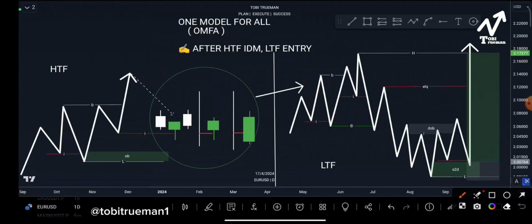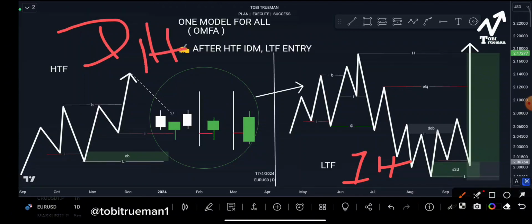When I talk about higher time frame, I'm majorly using daily time frame. Then the lower time frame for entry, I'm majorly using 1 hour time frame. Okay, so I can also use 1 hour time frame as major time frame, 1 hour. Then I can also use 5 minutes for the lower time frame entry.